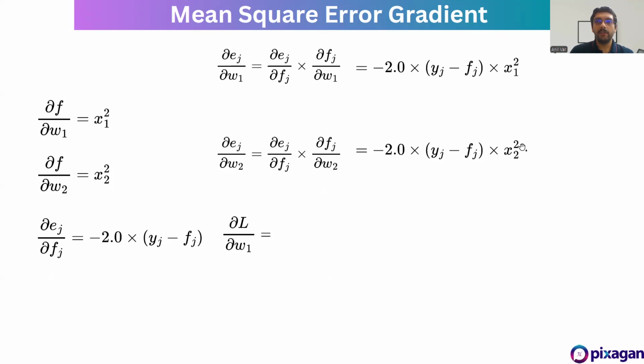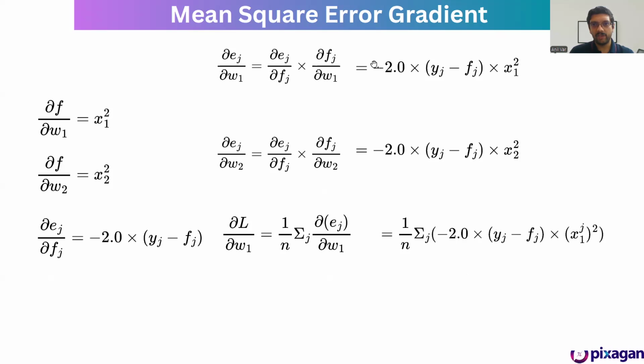But we want the derivative of the loss. So what is the loss? Well, the loss is just the sum of the errors divided by the number of data points. So it's the average of the errors. Forget the 1 by n for now. It's just outside. We've already seen a little while back that you can sum up these derivatives. So what you'd get is 1 by n times the sum of this term for each j.